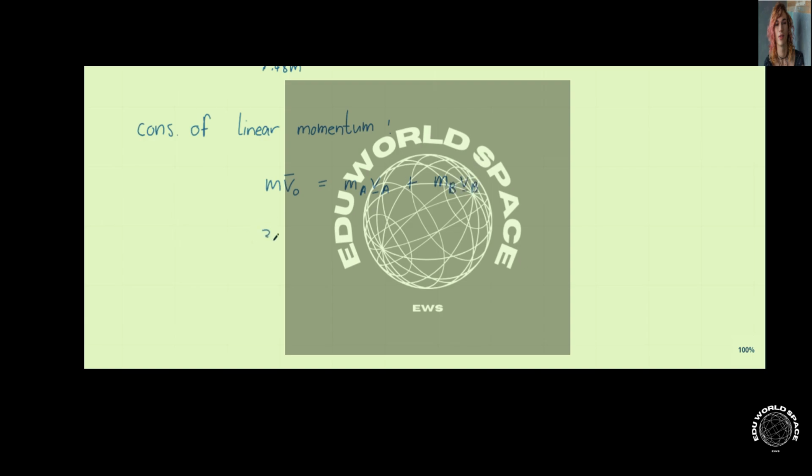So remember, this is 3 v bar naught, and this is equal to the mass of A times its velocity, which is 5 in the j direction, plus the mass of B times its velocity, which is 7.2 i minus 4.6 j. And so this simplifies to 7.2 i plus 5.4 j.